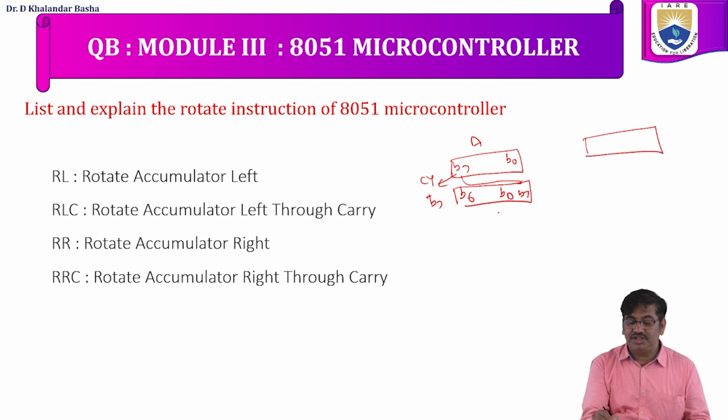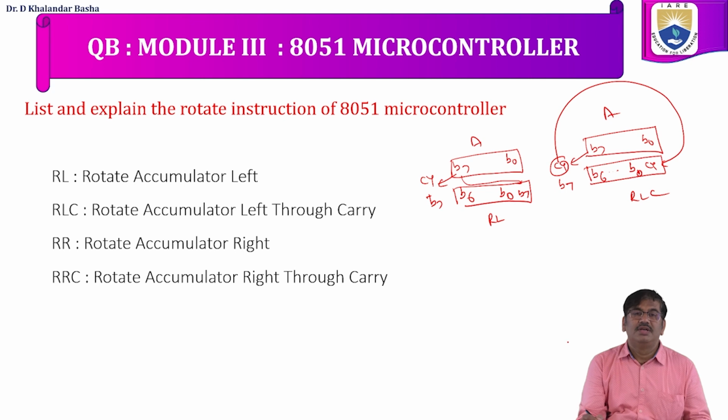In the RLC instruction, the accumulator contents, that is from B0 to B7, will be rotated towards left side along with the carry flag. So when we are executing this instruction, whatever B7 will be there, that is the MSB of accumulator, will be copied into the carry flag, and the previous carry will be placed in the LSB position, and B0 will be copied into B1 position. Like this, B6 will occupy the MSB position. So this is about RL and RLC instructions.